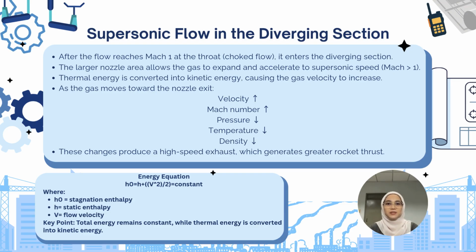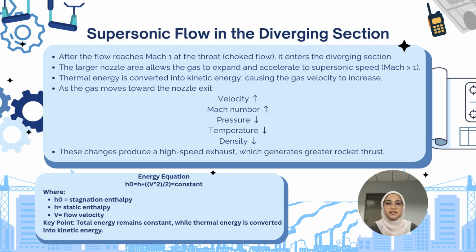Next, I will explain the supersonic flow in the diverging section. After the gas reaches Mach number equal to 1 at the throat, which is called choked flow, it enters the diverging section of the nozzle. In this section, the nozzle becomes wider. Unlike subsonic flow, this larger area allows the gas to expand and accelerate to supersonic speed, which means the Mach number becomes greater than 1.